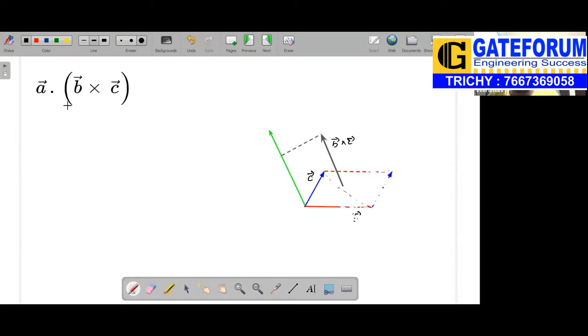Okay. And then what are you doing? You are doing a dot product with the A vector. Dot product with the A vector means basically it will give the projection of this vector on this vector. Let's take this as your A vector. So projection of this vector on this vector means basically what?